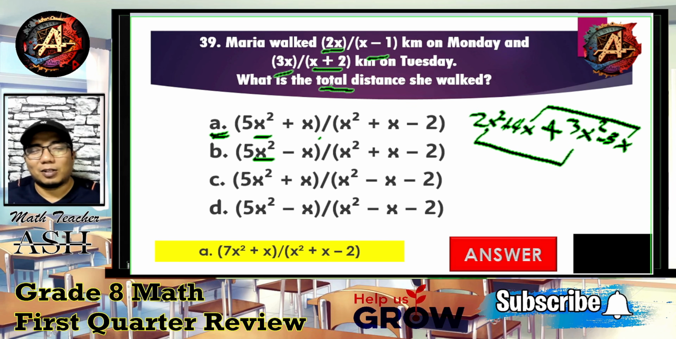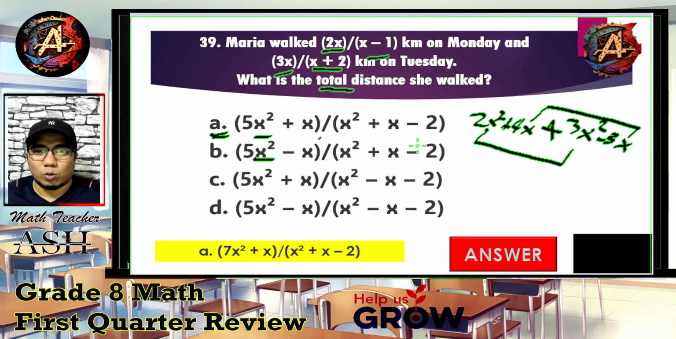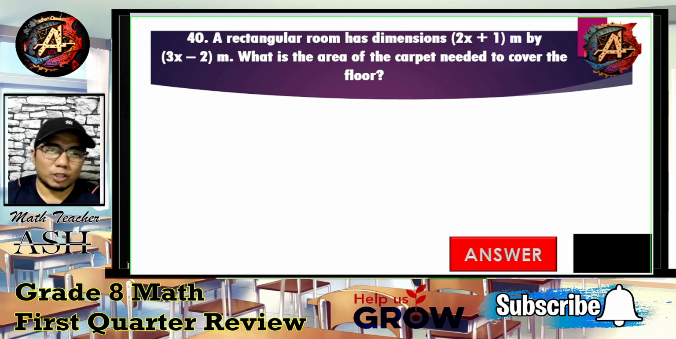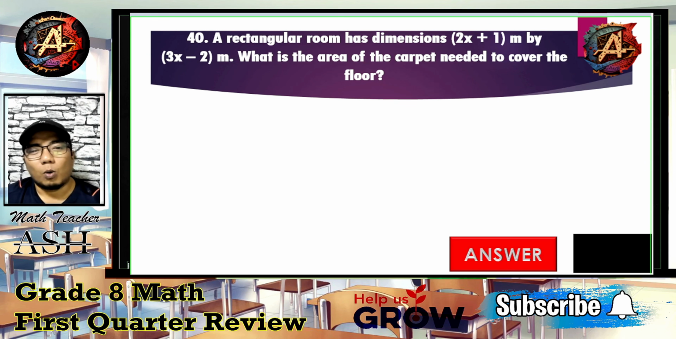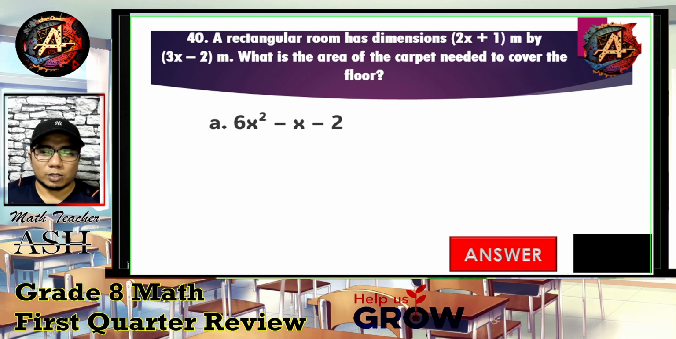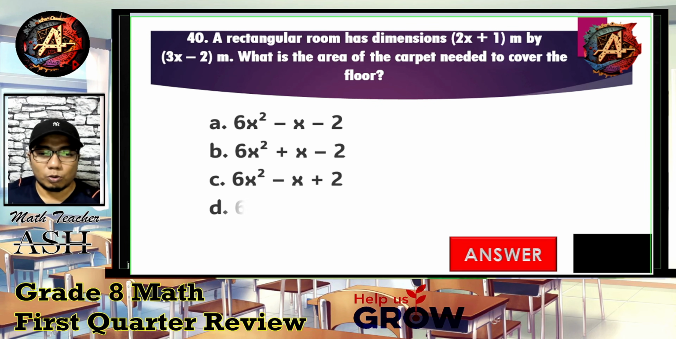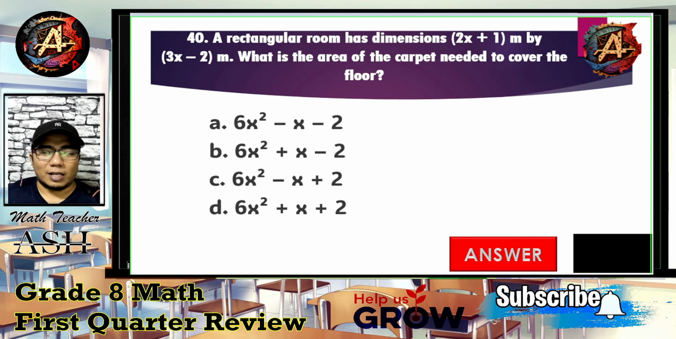Alright, my dear math learners, I hope you got that one. Now, let us go to the last question. Question number 40. A rectangular room has dimensions 2x plus 1 meter by 3x minus 2 meter. What is the area of the carpet needed to cover the floor? Letter A, 6x squared minus x minus 2. B, 6x squared plus x minus 2. C, 6x squared minus x plus 2. Or letter D, 6x squared plus x plus 2. I'll give you 5 seconds to think about your answer.